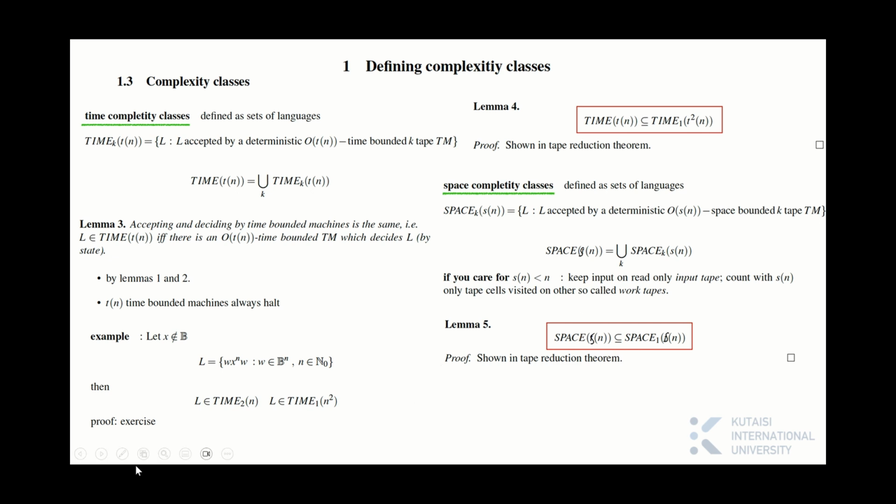So basically let me just write it down. I'll give you a concrete example: space n cubed is space 1 n cubed union space 2 n cubed union space 3 n cubed, and so on. So it's a union over all k. If your language is in any one of these, that means it's accepted by, let's say, a 3-tape Turing machine in space n cubed. And clearly space 1 is inside here because it sits right here.